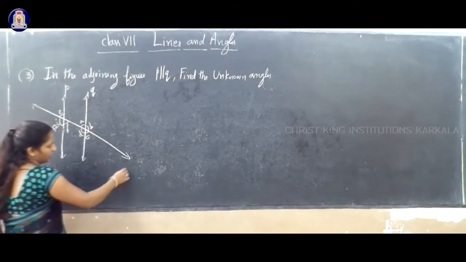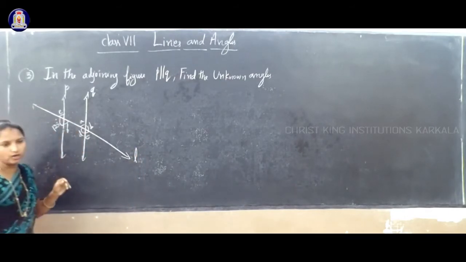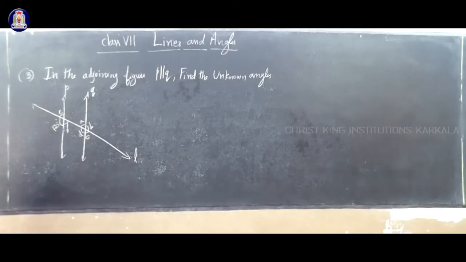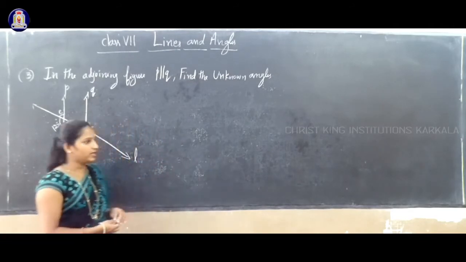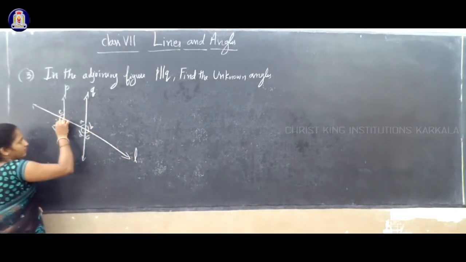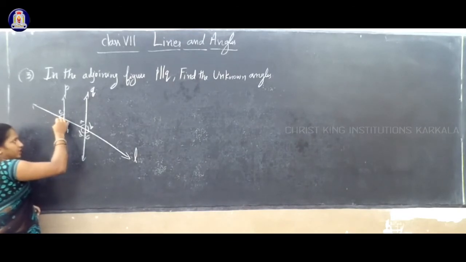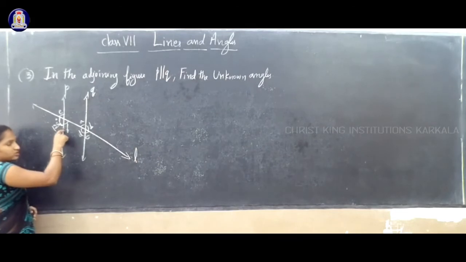If you want, you can name this L. So L is a transversal and P and Q are parallel lines. Okay. Now what we have to find? Find the unknown angles. Now one angle is given. So which angle? This angle is 125 degrees. So can you find the remaining angles by using this?